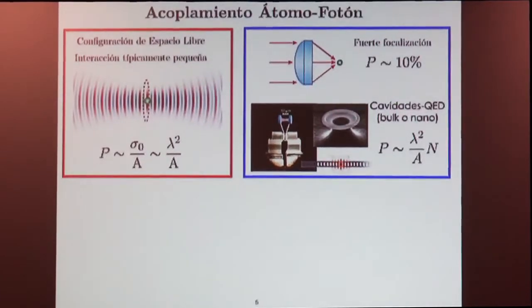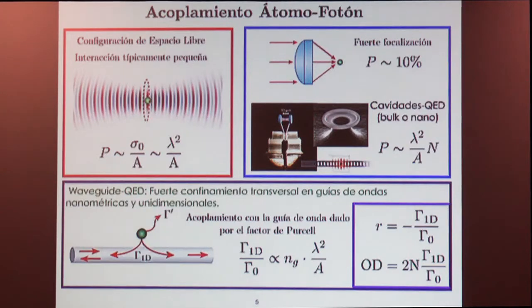Usually you can focalize the light in order to reduce this mode area, and that really works. But there are some problems. For example, the light diverges really fast, and it's complicated to interact with a lot of atoms in this really small volume. The other one is cavity QED, both bulk or nano, where the probability of interaction is enhanced due to this bouncing of the photon inside the cavity. So this we just learned.